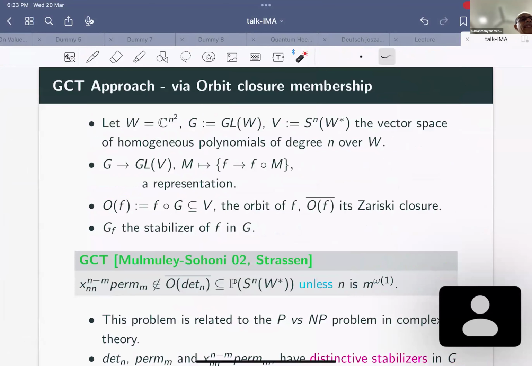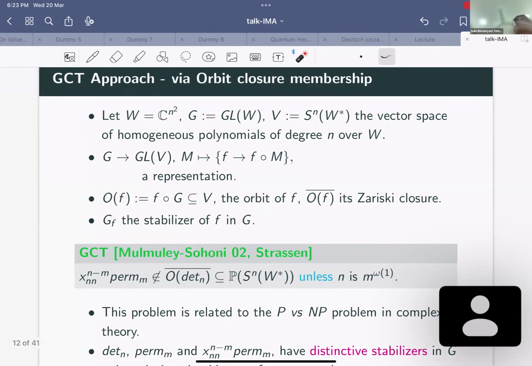So there have been various approaches. One of the approaches is what is called geometric complexity theory, which I will describe. This was the approach laid down by Mulmuley and Sohoni. This was also something that Strassen had in mind a long time ago. What Mulmuley and Sohoni do is to lay down the problem very carefully, and then they did a lot of other work on top of that.